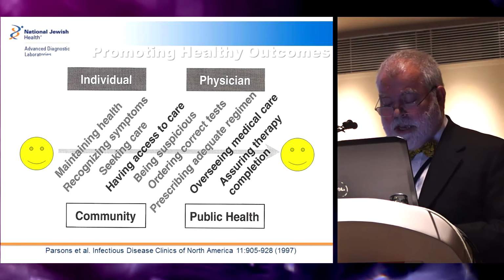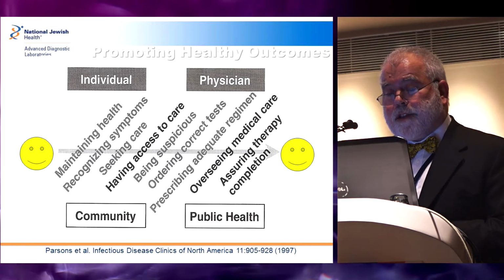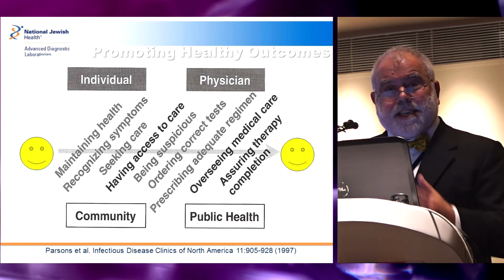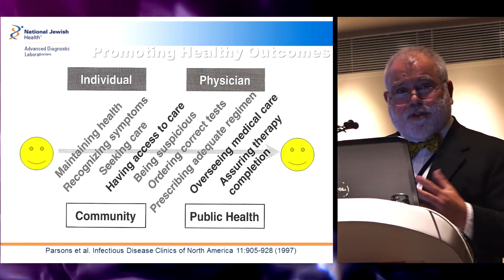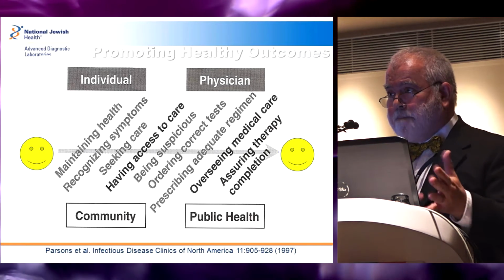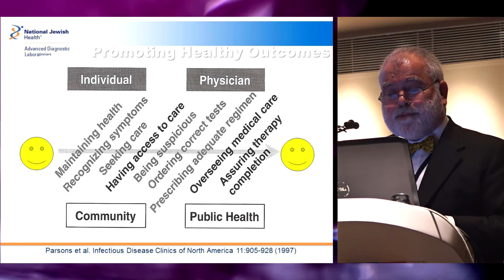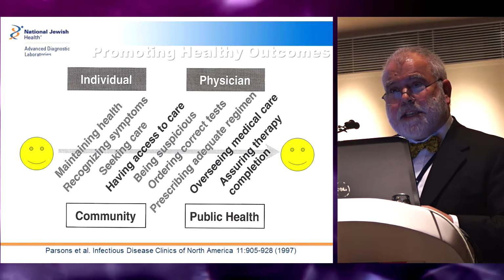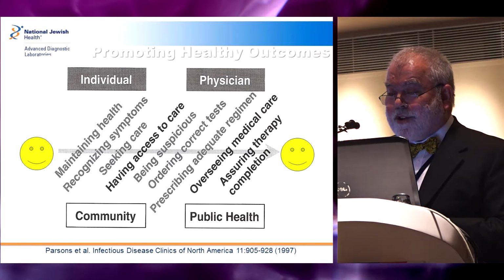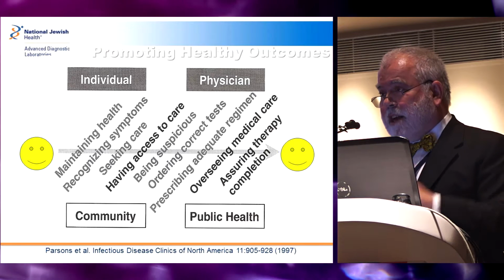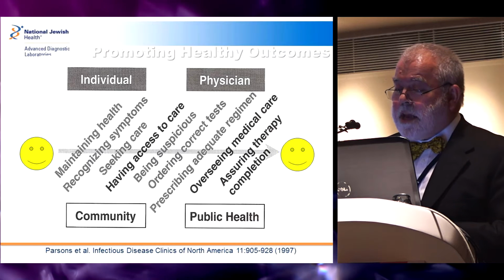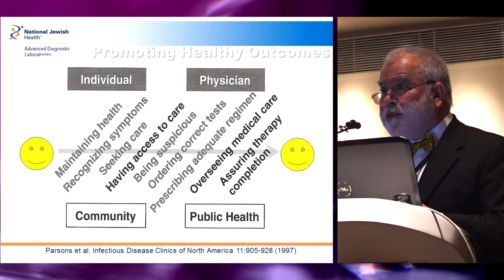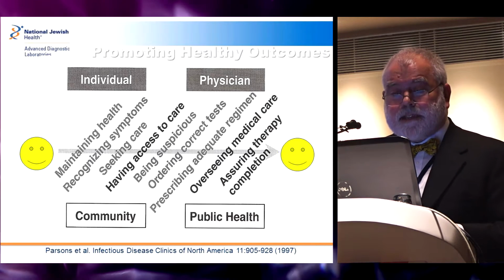Promoting healthy outcomes starts in the beginning with maintaining health. It's the individual's responsibility: recognizing symptoms, and in this particular case, TB symptoms, seeking care. As healthcare provider or laboratory scientist, we don't have any impact here. Then the community also has a responsibility to provide access to care. And then, of course, when you are within the system, the healthcare provider needs to be suspicious for TB, ordering the correct test, prescribing an adequate regimen, and ultimately public health kicks in with overseeing medical care and assuring therapy completion. And only then we have a healthy outcome. So it's a team sport, and it's very important that everybody plays their role.